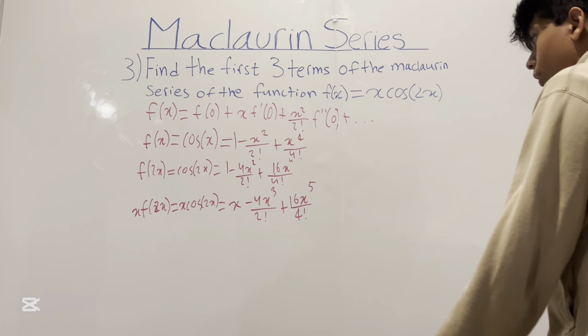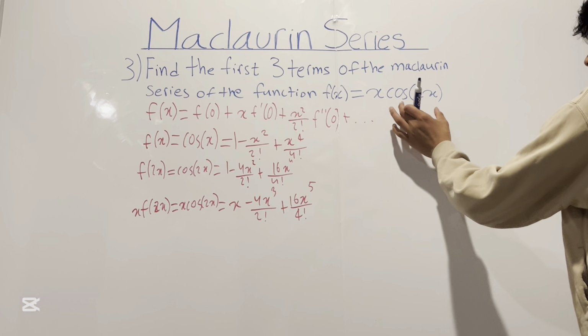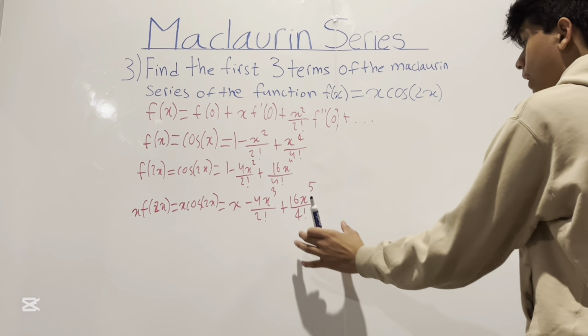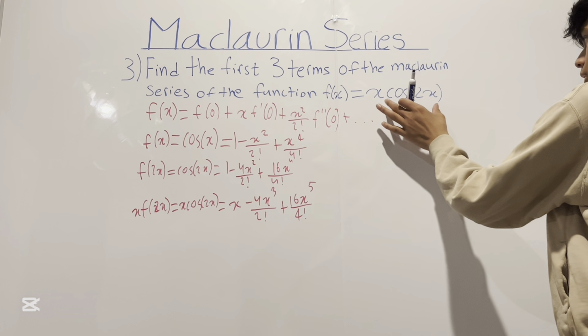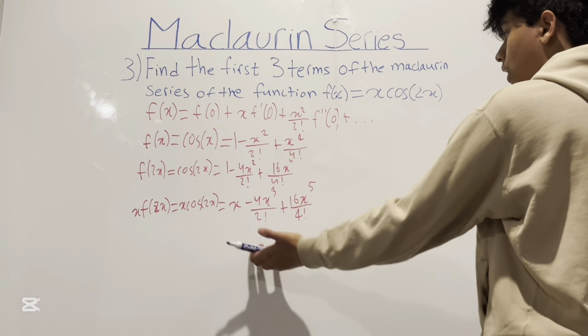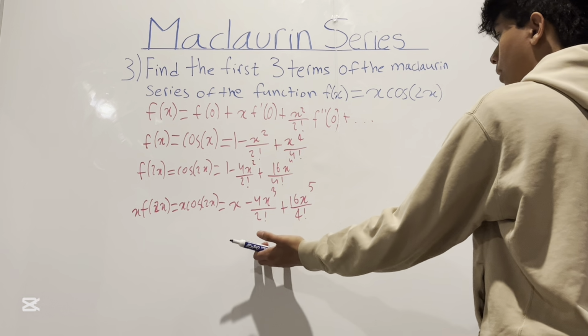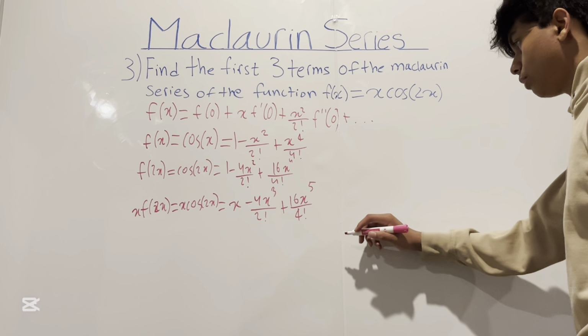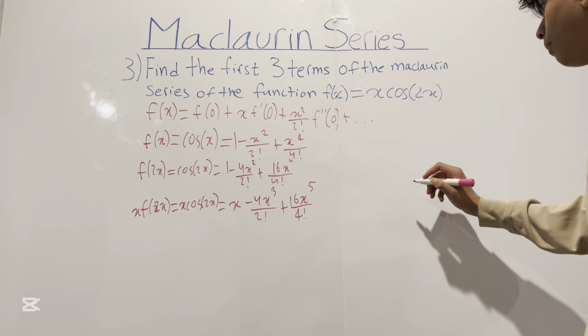So if you have a function that's branching off of the parent function, you can go back to the original and keep adding on until you get to the function that they want you to find the first three terms of. And you can use the same methods that we did here. And now we can find the power series for this.